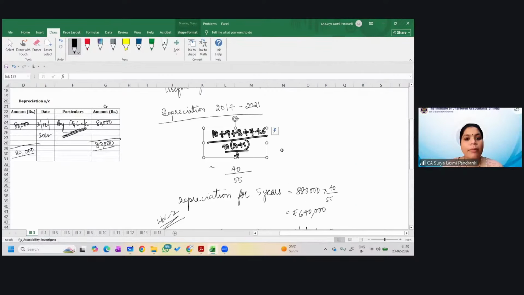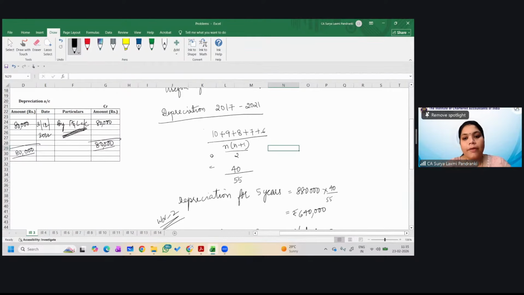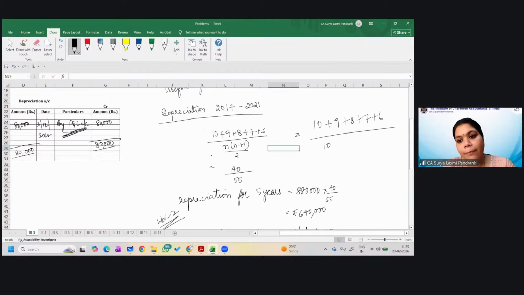This n into n plus 1 by 2 is nothing but just a formula. If you don't want to use this n into n plus 1 by 2, then in the denominator you add 10 plus 9 plus 8 plus 7 plus 6 divided by 10 plus 9 plus 8 plus 7 plus 6 plus 5 plus 4 plus 3 plus 2 plus 1. This way also you can do. This is also the other way of doing it. Finally, you will still get 40 by 55.